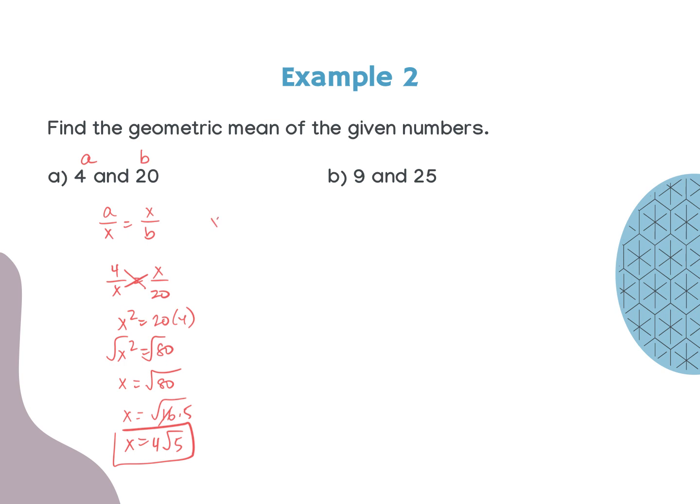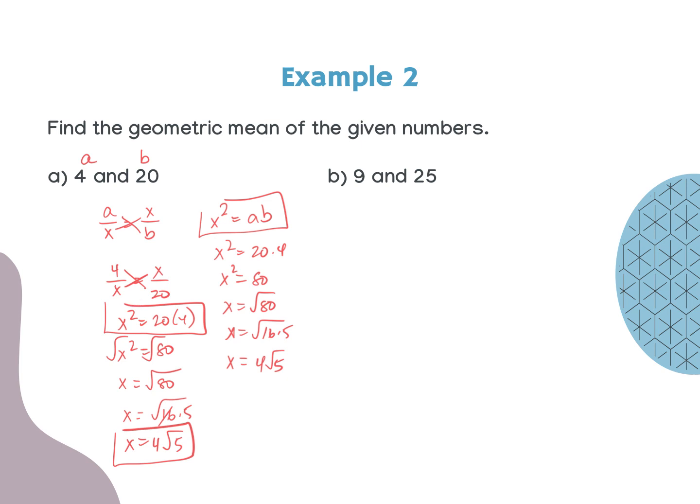The second method I showed you was x squared, because it's multiplied: x squared equals AB. In this one, x squared equals 20 times 4, x squared equals 80, x equals the square root of 80, x equals the square root of 16 times 5, so x equals 4 radical 5. Notice that this method just starts here. In other words, I just skipped the first part of it.